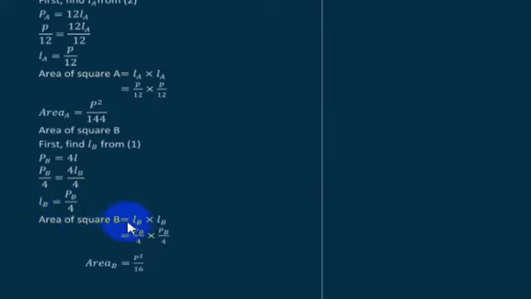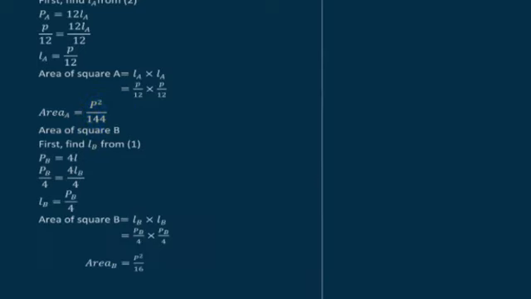Now, having found the length of square B, to get the area becomes easy. Area of a square, of course, is length times length. So the length of square B times length of square B is L square. Recall that we found the length as P over 4. So we'll be multiplying P over 4 by P over 4, which will give us P square over 16. So the area of square B is P square over 16. And the area of square A is P square over 144.